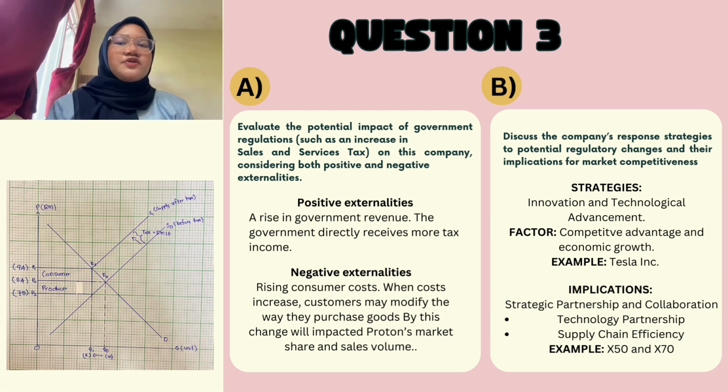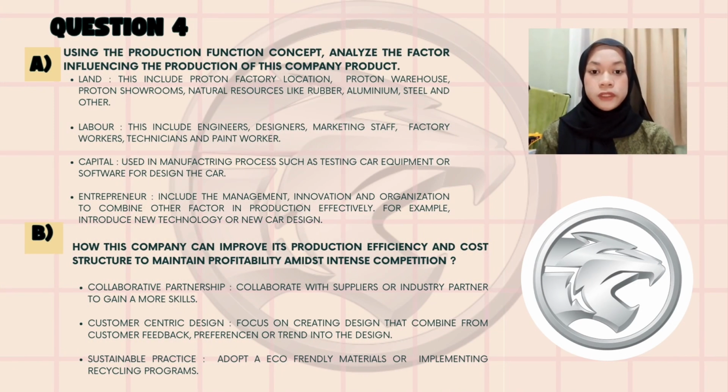The factor that impacts Proton is strategic partnership and collaboration. Technology partnership is collaborating with technology firms or research institutions, which allows Proton to leverage external expertise and accelerate innovation in areas like AI, connectivity and autonomous driving. Another factor is supply chain efficiency. For example, the Proton X50 and X70 models incorporate advanced features such as connectivity, digital interface and advanced safety systems, enhancing their appeal to tech-savvy firms in decision making.